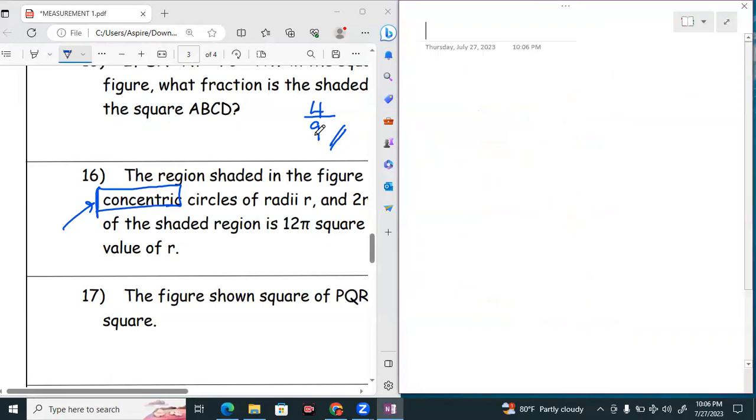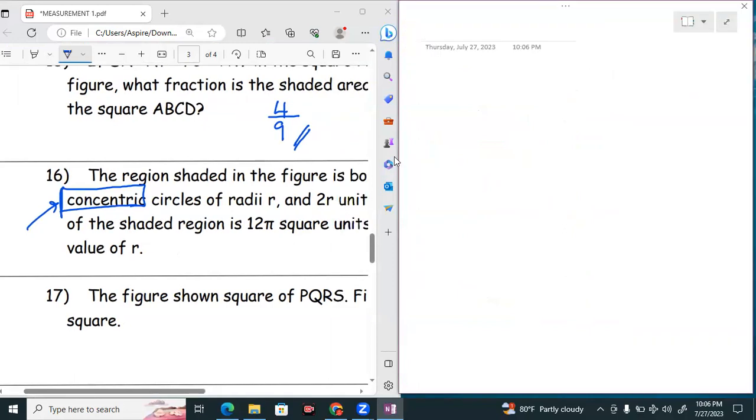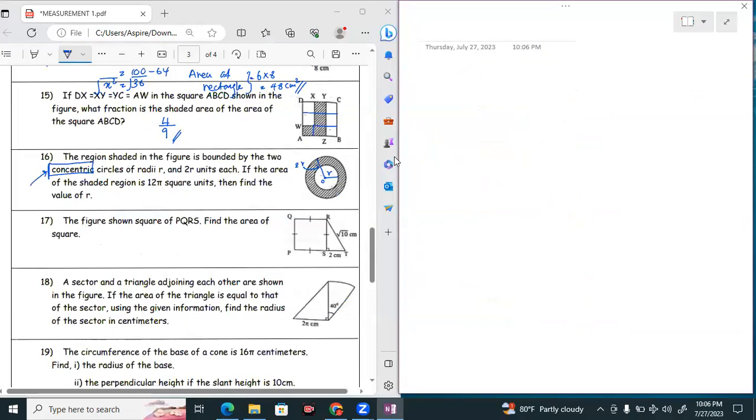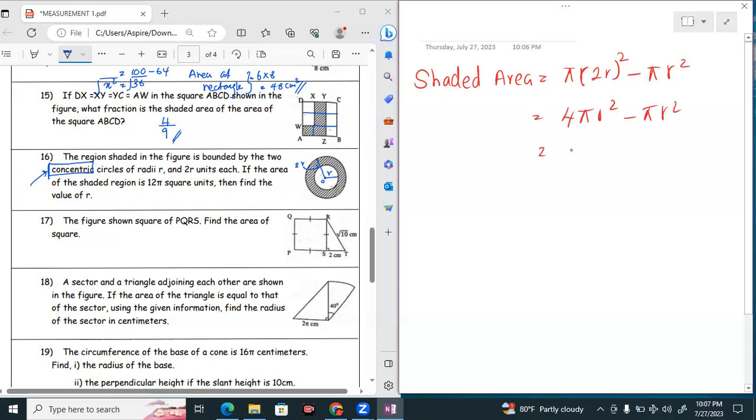You have to find the value of r. It is given that the shaded area is equal to 12π. Then the shaded area can be obtained by πr², where r should be substituted by 2r, so π(2r)² subtract πr². Then here we obtain 4πr² subtract πr². Then the shaded area is equal to 3πr².